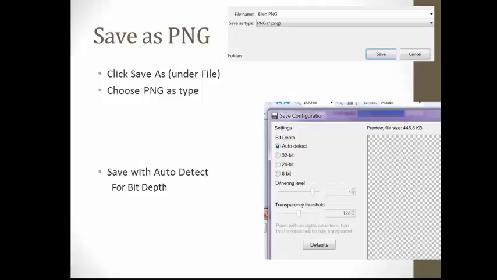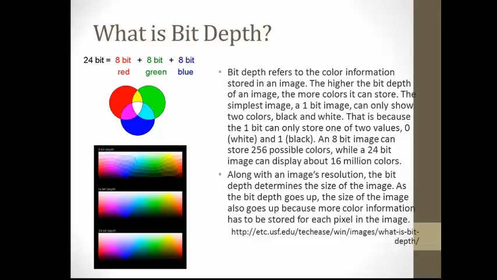Your next step is to save as PNG. So you click on File, click Save As, and select PNG image. When you click Save here, a dialog box will pop up, and we ask them to auto-detect the bit depth. And we did talk a little bit about what bit depth meant and why it was important for a graphic designer to understand.